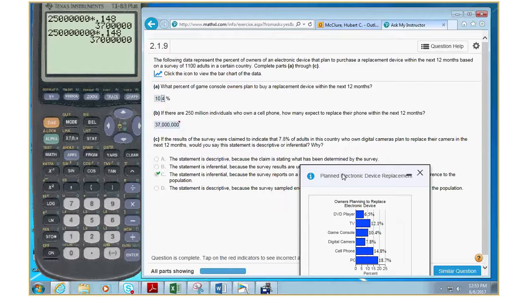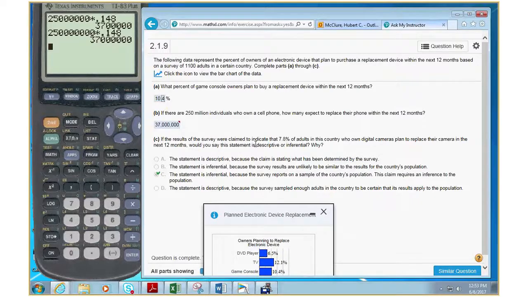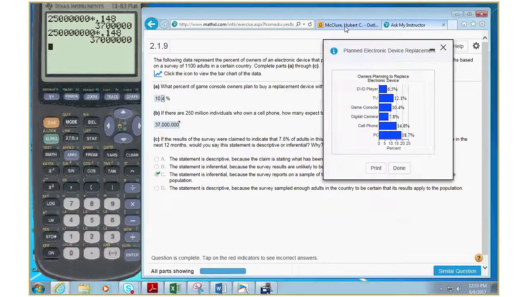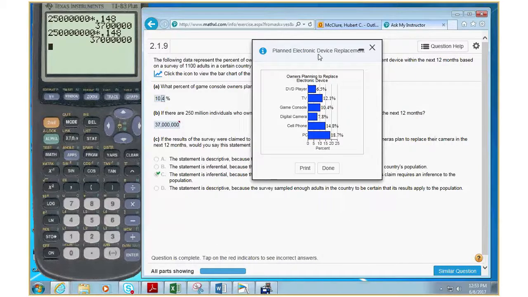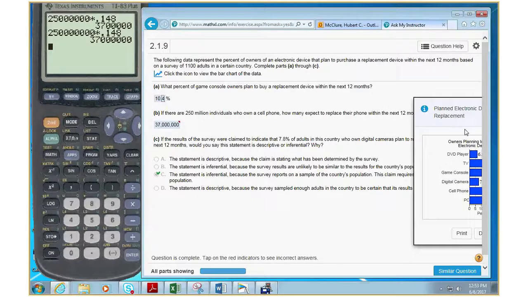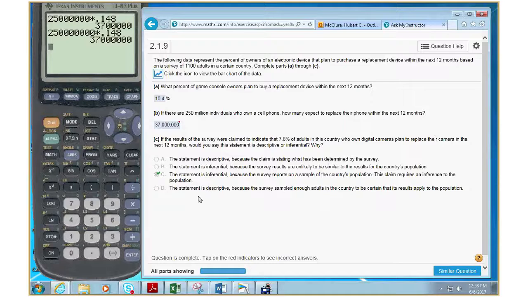And now it says, if the results of the survey were claimed to indicate that 7.8% of the country who own digital cameras plan to replace their camera in the next 12 months, would you say that this statement is deceptive or inferential? Well, let's look at cameras. What does cameras say? Digital cameras, 7.8%. I would say it's inferential because it's based off the statistics. I can't move this thing to where you can see it. And the question says, because the survey reports on a sample of the country's population, the claim requires an inference to the population. Yes.